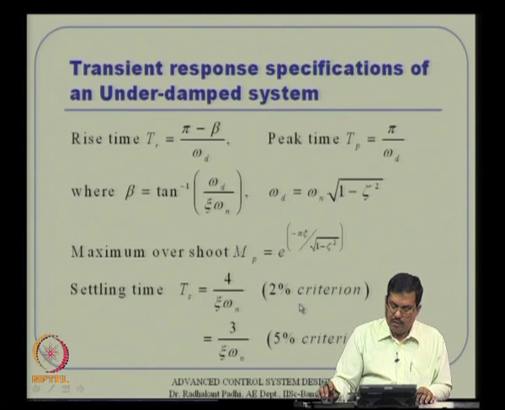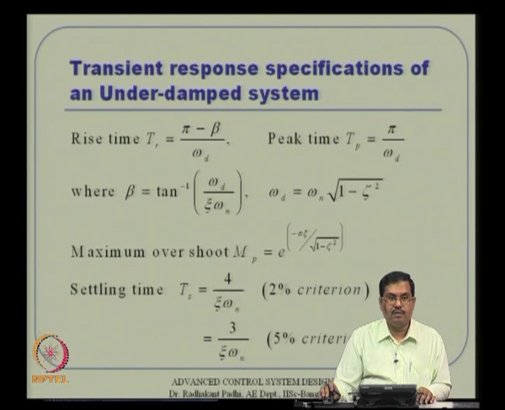And these are again, as I told in the last class, very handy as design tools, including for linear as well as nonlinear systems. So it makes sense to remember some formulas which can be remembered very easily. For example, settling time is 4 by zeta omega n, assuming the 2% criterion, which comes in very handy.